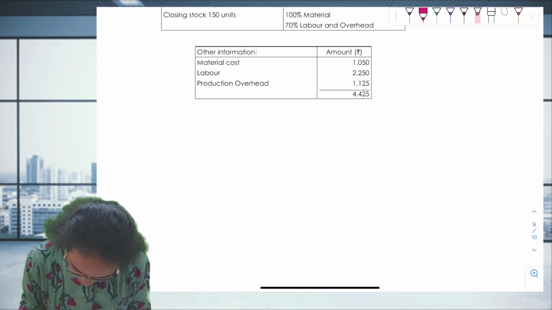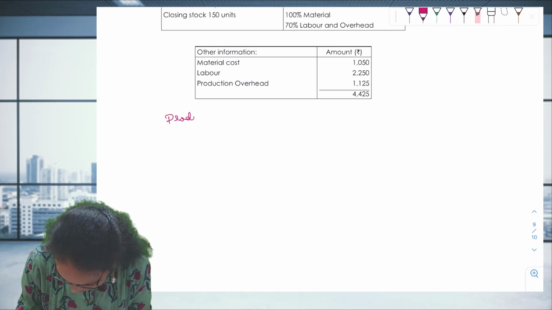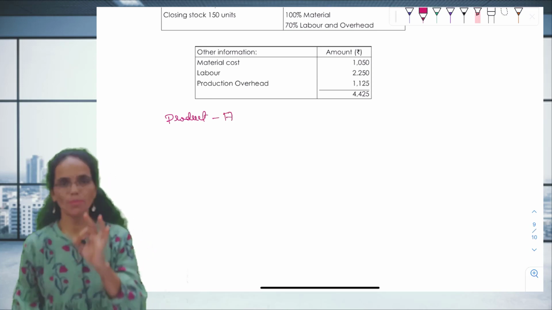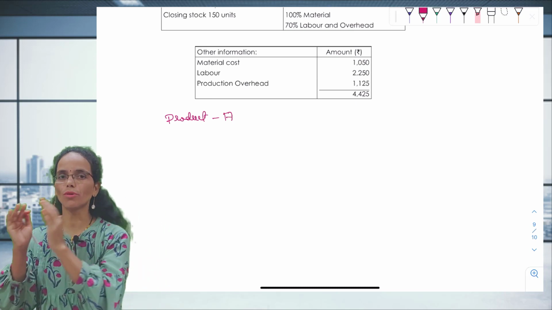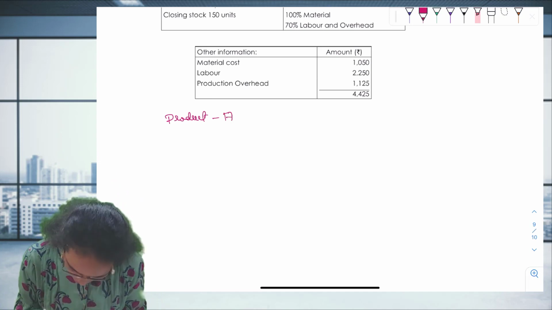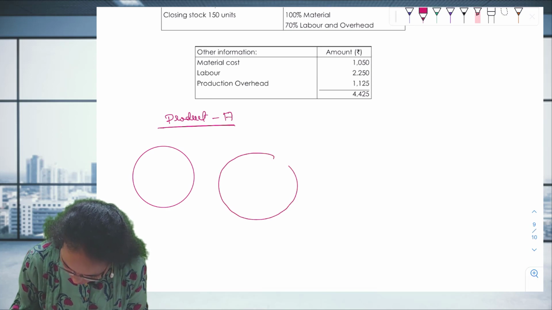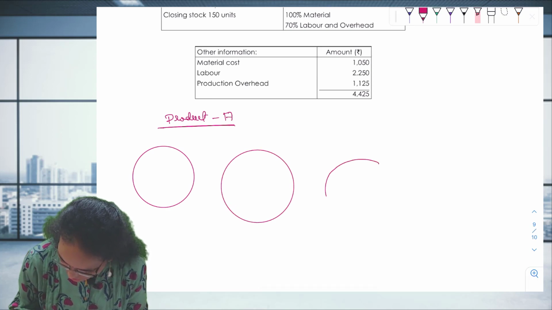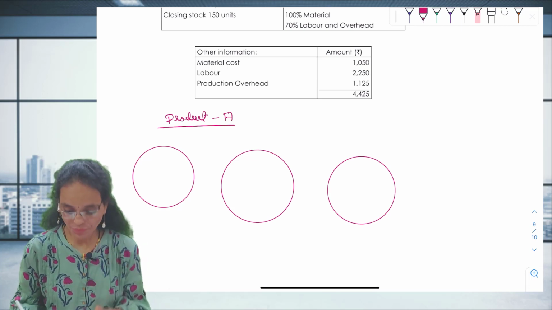See, take the example. There is one product, product A. This product has to undergo different processes: process A, process B, process C. So take the example, we have 3 processes.